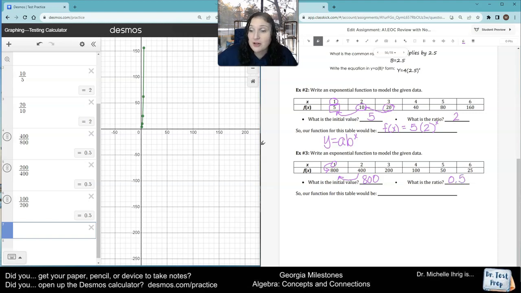So how do I write my function? Let's write f of x, so we get used to function notation. My initial value is 800. My common ratio is 0.5. And then I write x. It looks complicated, but it's not.